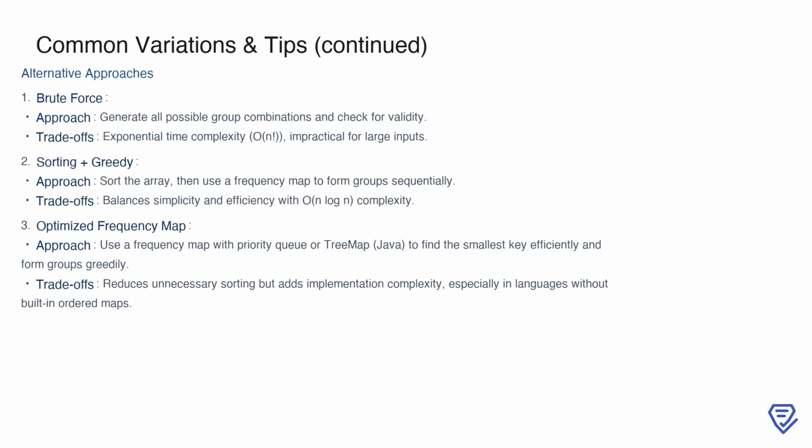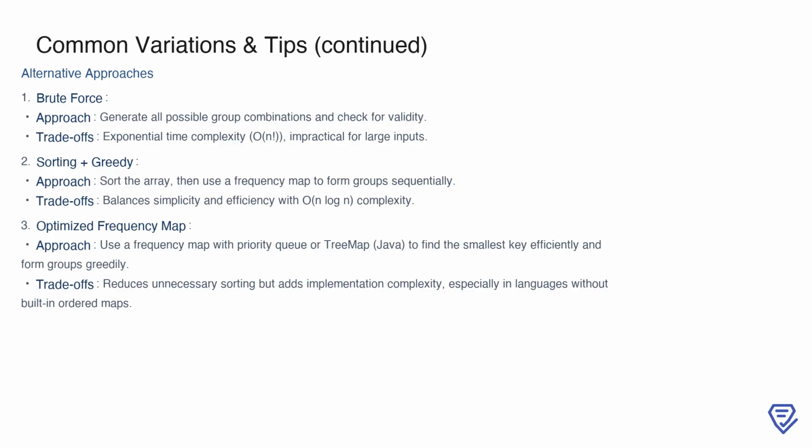Finally, let's look at some alternative approaches to solving this problem. The brute force approach involves generating all possible group combinations and checking their validity. While this might seem thorough, it comes with a massive trade-off. Its exponential time complexity makes it impractical for larger inputs. A more balanced solution is the sorting plus greedy approach. Here, you sort the array and use a frequency map to form groups sequentially. This method is straightforward to implement and balances simplicity with a reasonable O(n log n) complexity.